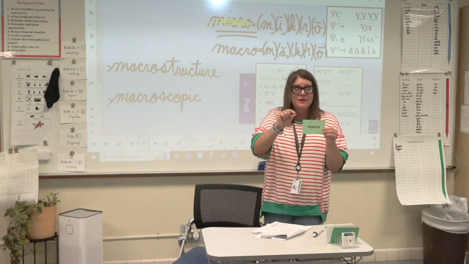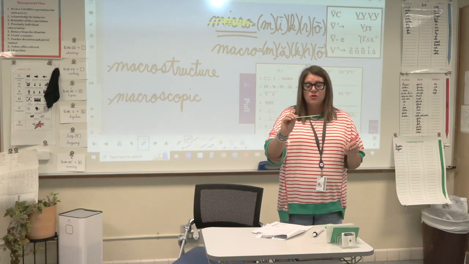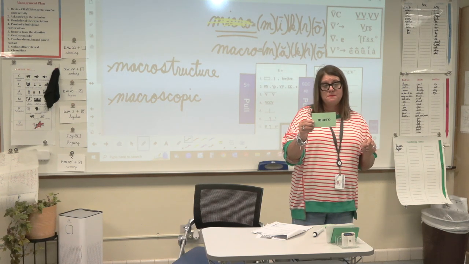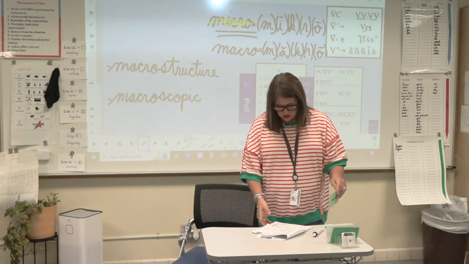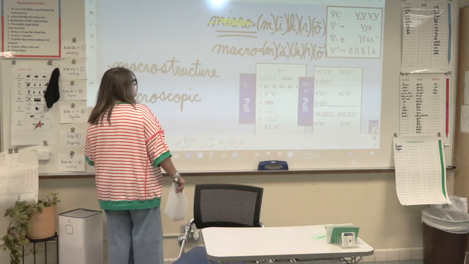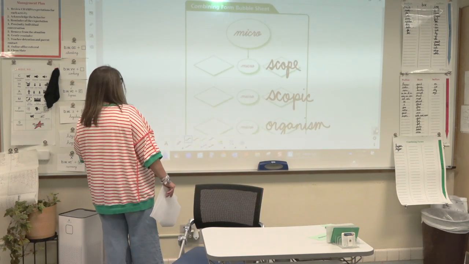With a macron, which means it's a long sound. So macro has at least two meanings. It means large or long. What does it mean? Large or long. Good. All right, so we're going to go to page 95, and we're going to make some new words with our combining form macro.